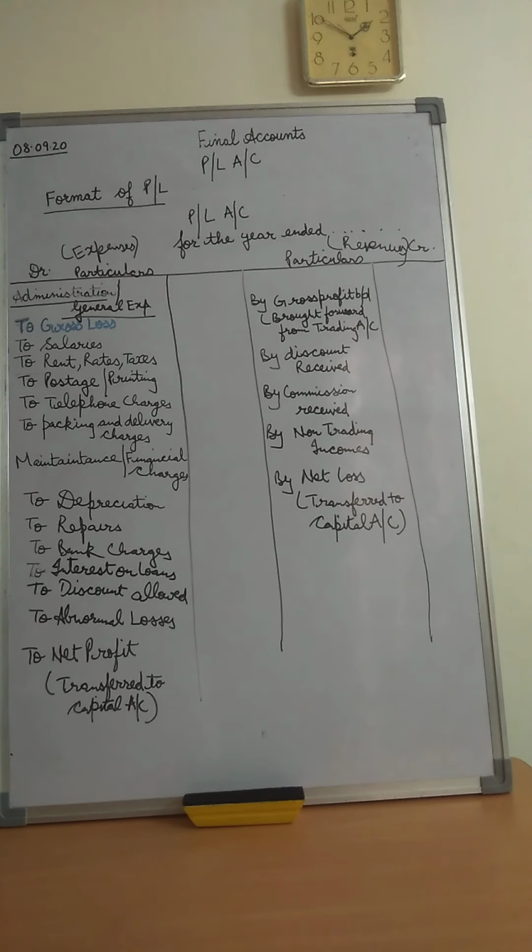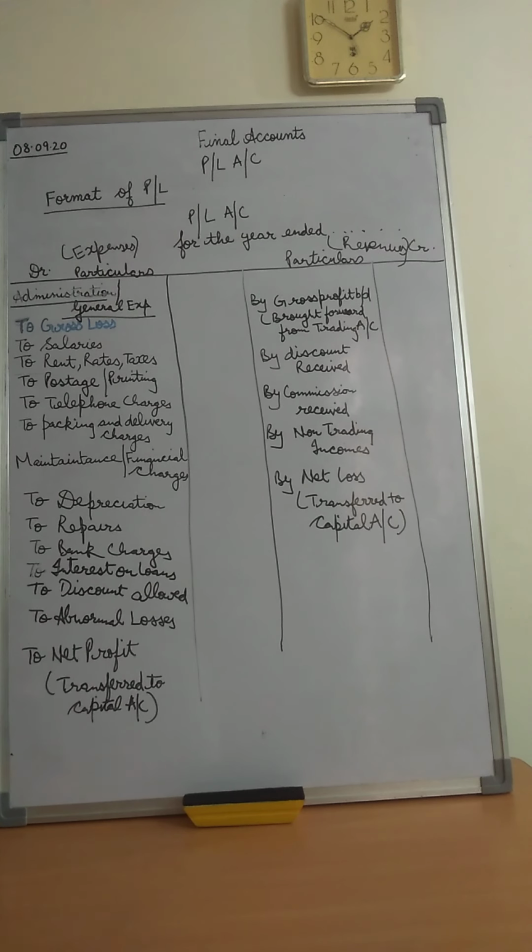So now let us talk about the credit side of the P&L account. First thing which it has is the gross profit, that is transferred from the trading account, which is being brought down from the trading account. Then it includes all kinds of revenue incomes. These incomes are the ones which arise out of the ordinary course of business, which are related to the current year only, such as discount received, commission received, etc.